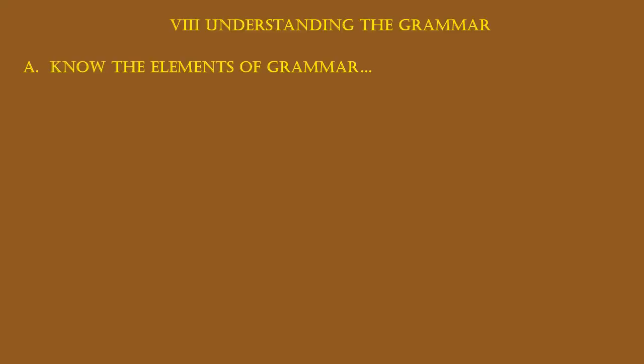So let me say this. This principle literally could be stated this way: Interpret according to the grammar of a sentence. Grammar consists of two things: the form of words and the relationship of words. So, here we go. This is going to be a review for some of you. Know the elements of grammar.